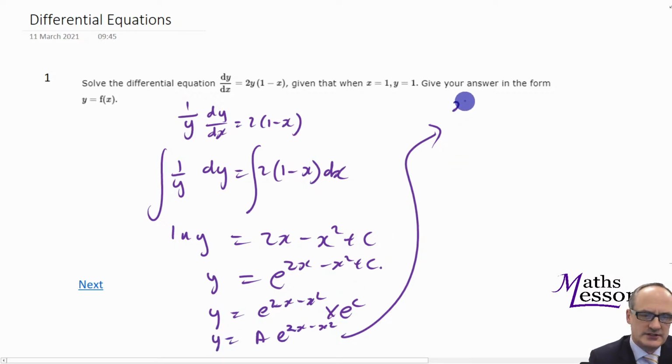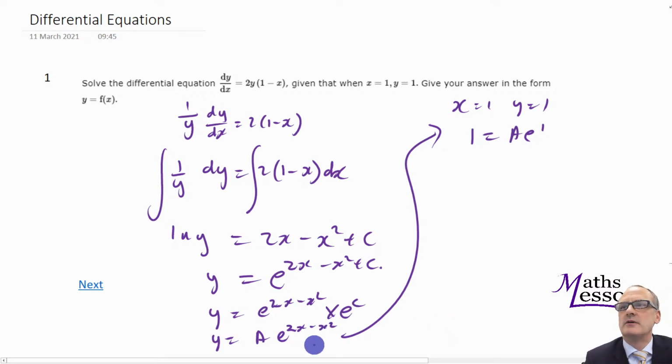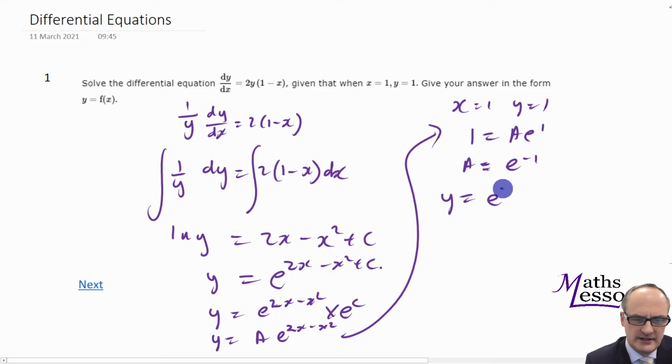So at x equals 1, y equals 1, I get 1 on this side equals a times e to the 2 times 1 minus 1, which is e to the 1. Just want to make sure I got that. Yeah, equals e to the 1. So therefore I get a equal to e to the minus 1. So what we've got here is y equals e to the minus 1 times e to the 2x minus x squared.